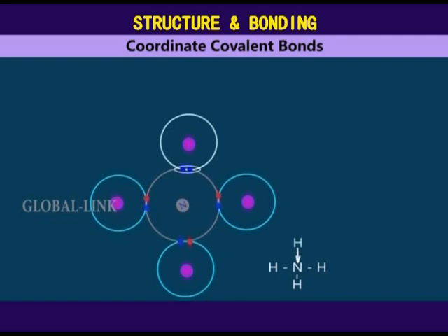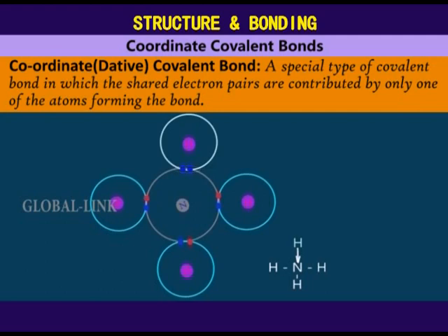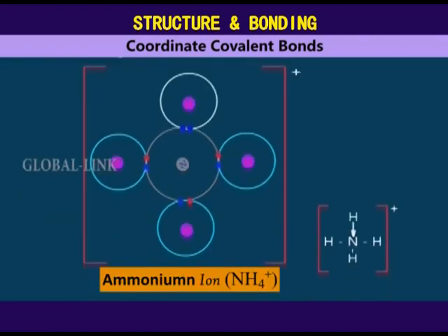This is a coordinate covalent bond, a special type of covalent bond in which the shared pair of electrons forming the bond is contributed by only one of the atoms. In the new molecule, the number of protons is more than that of electrons, and thus it carries a net positive charge. This is called an ammonium ion. The coordinate covalent bond is also called a dative covalent bond, and it is represented by an arrow pointing in the direction of the donor atom.